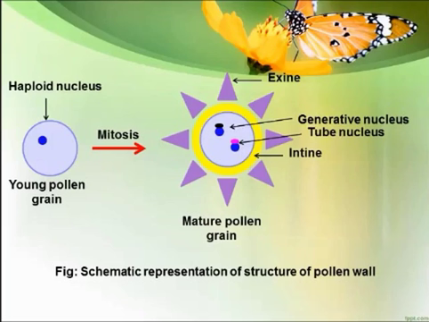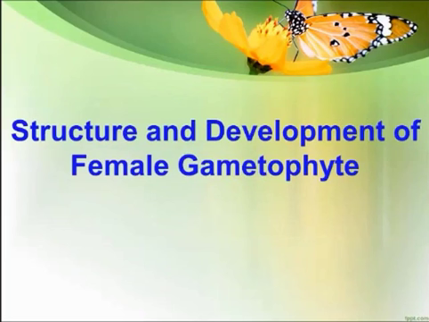Next comes the inner wall of the pollen grain, the intine. Intine is a thin and continuous layer made up of cellulose and pectin. The cytoplasm of the pollen grain is surrounded by a plasma membrane. So with this, we have completed the structure and development of the male gametophyte and shall now move on to the female gametophyte structure and its development.